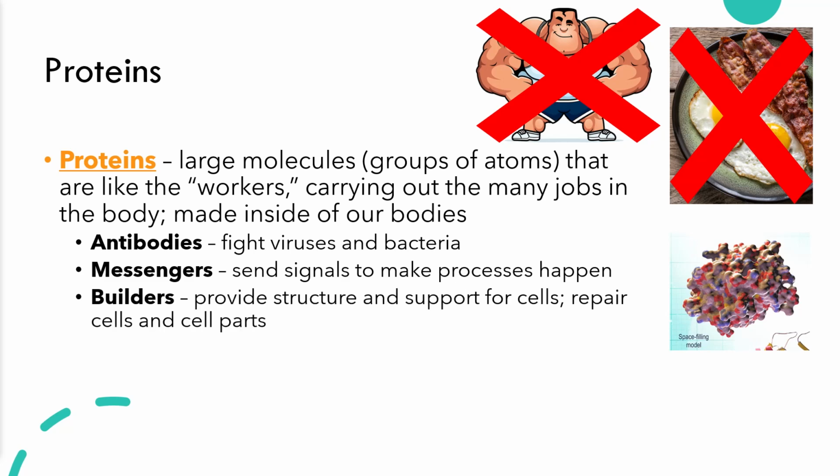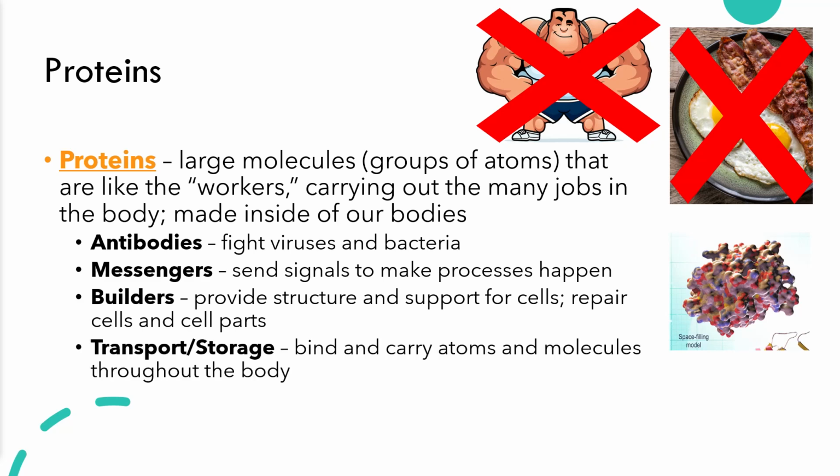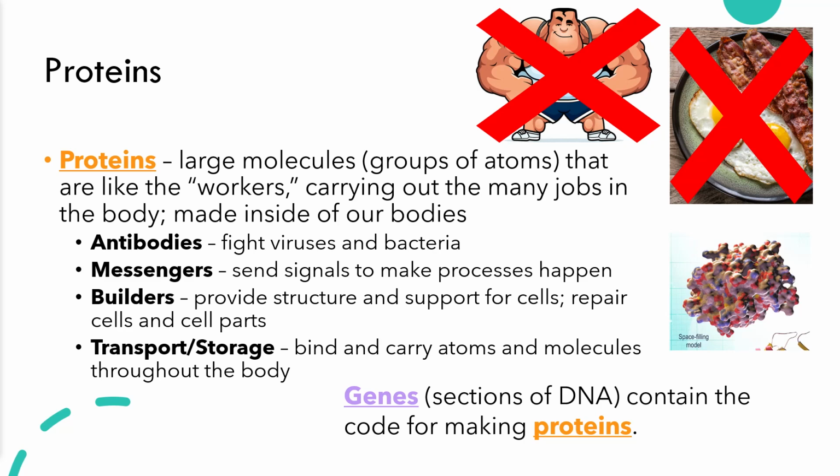Other proteins are builders that provide structure and support for our cells, and they can also repair damaged cells and cell parts. Other proteins help with transport and storage. They can bind and carry atoms and molecules all throughout the body where they need to go. Remember that genes, which are small sections of our DNA, contain the code for making these proteins. So the instructions that our body needs to make these proteins for us are found in our DNA.